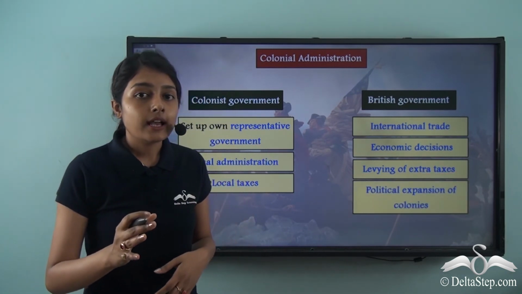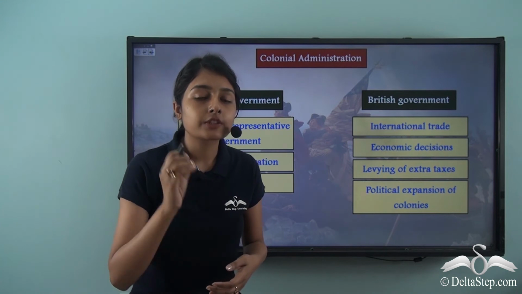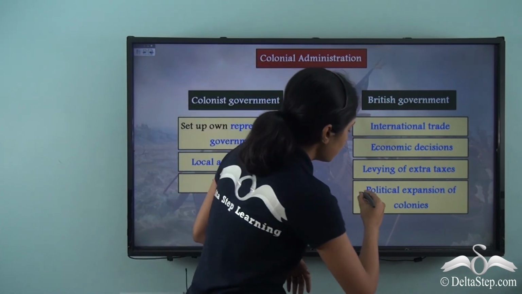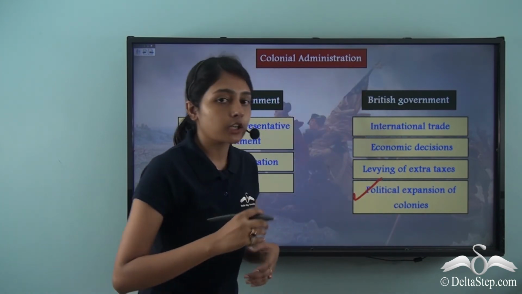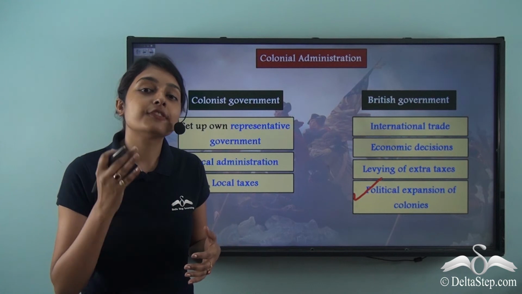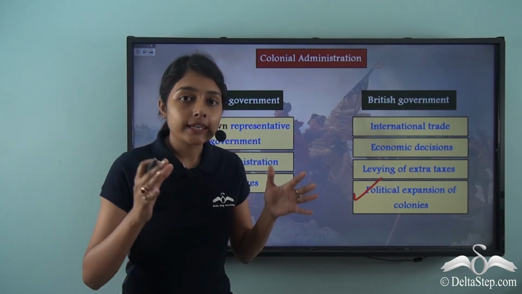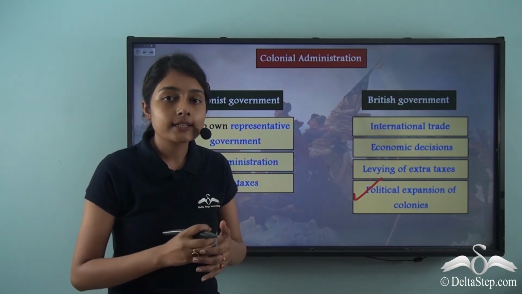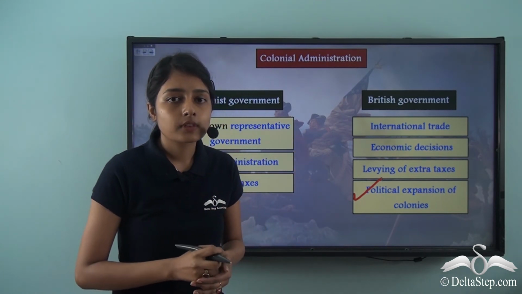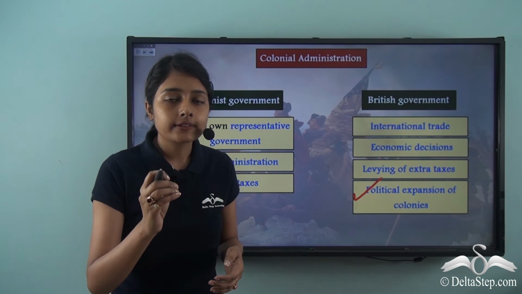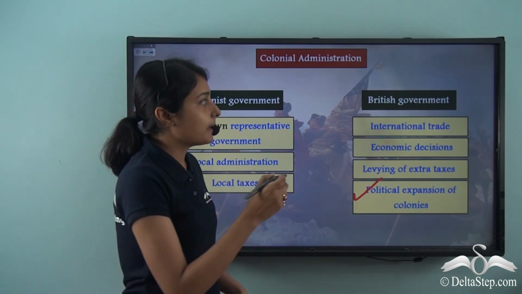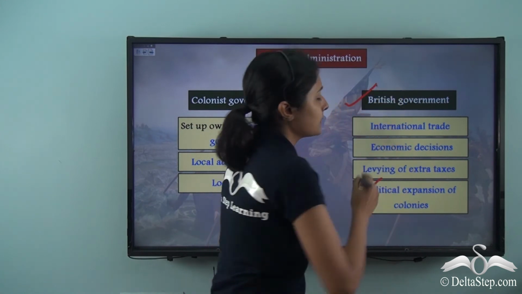The final and the most important power that rested at the disposal of the British government was the power to politically expand the colonies. That is to say, the British government could colonize further tracts of land or increase these territories by further colonizing tracts in the West. So the major powers that pertained to the colonies were exercised by the British government.